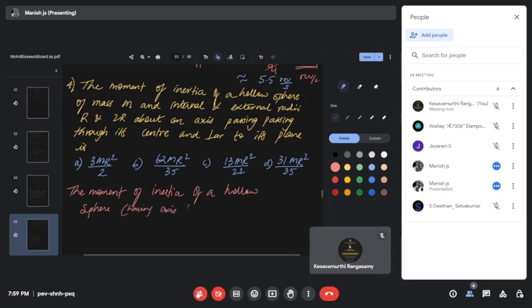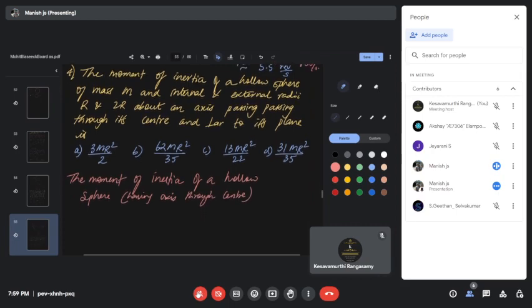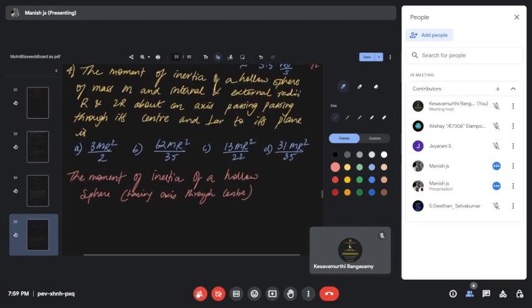Having an axis through the center, you know that it would be 2MR square by 3. This is a general formula. Now here they have given you the internal and external radii, both specified appropriately. When they specify both the terms, what can we do in such cases? You need to substitute both of them, right? You need to consider both of them, isn't it?